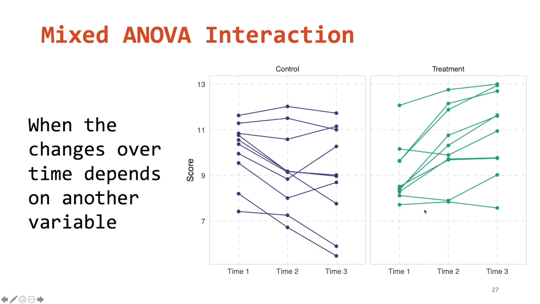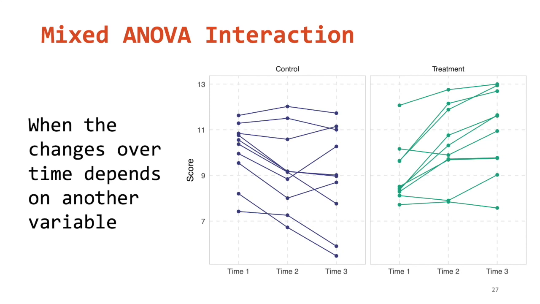Where our treatment, it looks like over time, overall, there's increases. This would be an interaction between time and group, where the effective time depends on what group they're in. The effective time for control is negative or flat, and the effective time for treatment is positive, so it's different depending on what group they're in. That is a mixed ANOVA interaction.